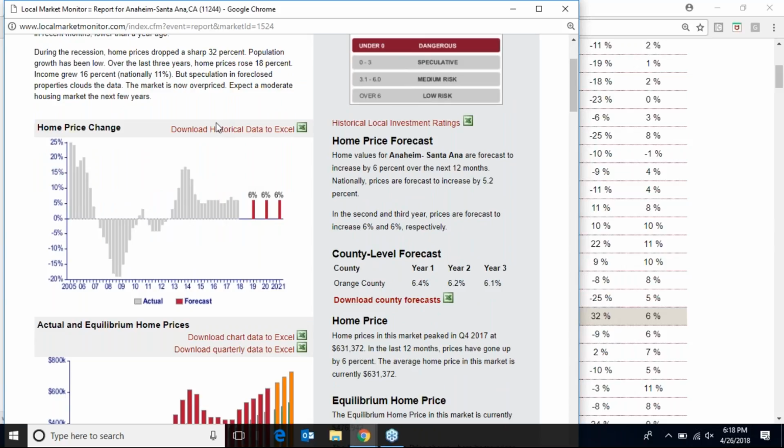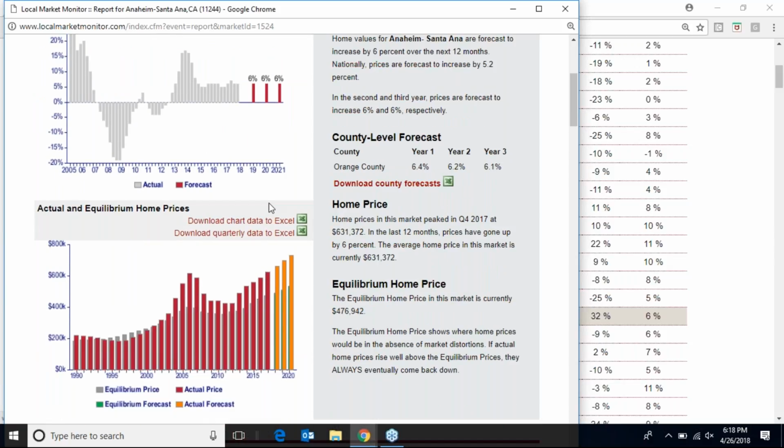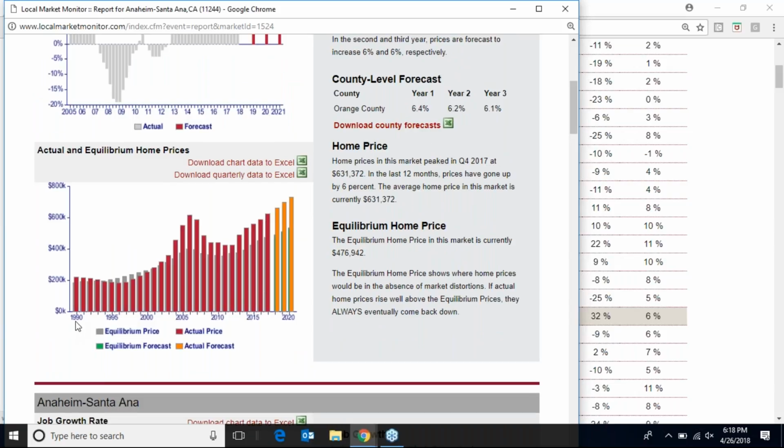Additionally, all of the chart data is downloadable to Excel. So if you're looking at any of the numbers on a chart and you can't quite figure out what they are, it's very easy to look at the specifics. That is also the case when you get down here to, for example, a chart that goes back to 1990. If you were to download the quarterly data to Excel, you actually have access to almost 30 years worth of information by quarter right there.